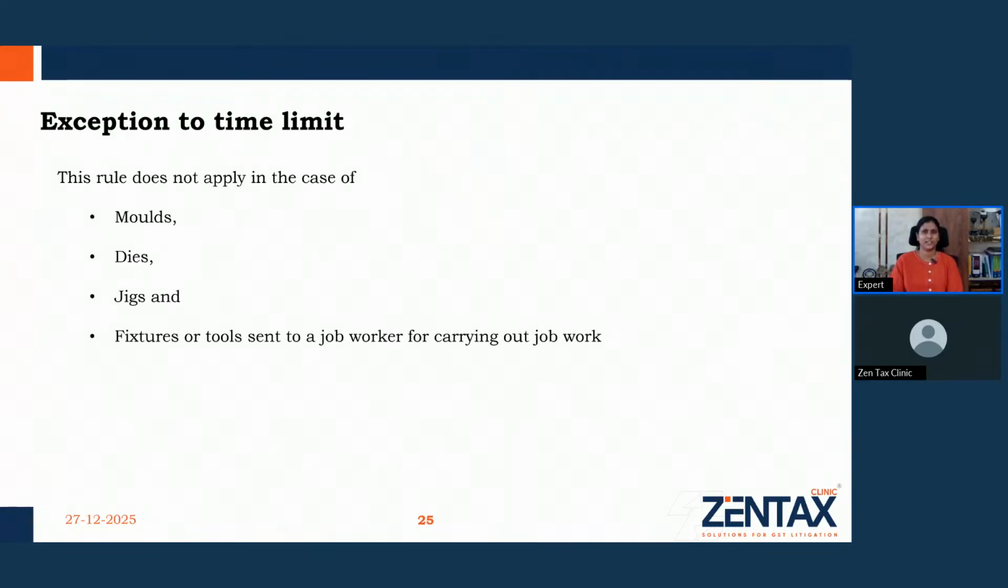There is one exception to this time limit, that is, this rule to send back the goods within 1 year or 3 years does not apply to the mentioned goods alone. For goods other than these, the time limit shall apply. We will see the list of goods. That is, the list includes molds, dies, jigs, and fixtures or tools sent to a job worker for carrying out job work. So for goods other than this, we need to follow the time limit.